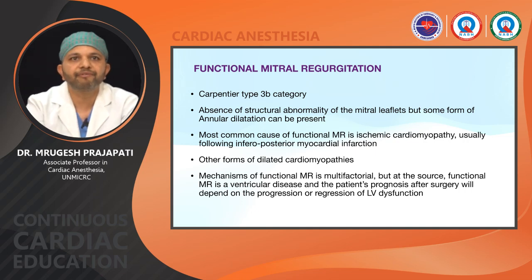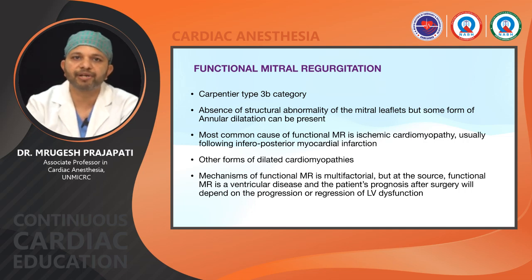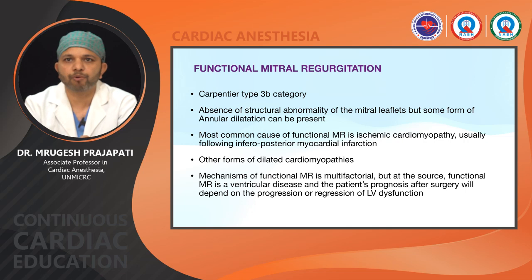Basically, it falls in the Carpentier type 3B category, with absence of structural abnormality of the mitral leaflet, but some form of annular dilatation can be present. The most common cause of functional MR is ischemic cardiomyopathy, usually following an infero-posterior myocardial infarction, and other forms of dilated cardiomyopathy can also result in MR. The mechanism of functional MR is multifactorial, but at its source functional MR is a ventricular disease, and the patient's prognosis after surgery will depend on progression or regression of the LV dysfunction.